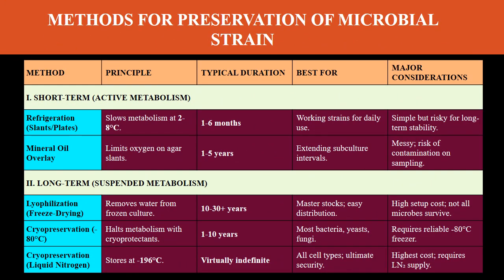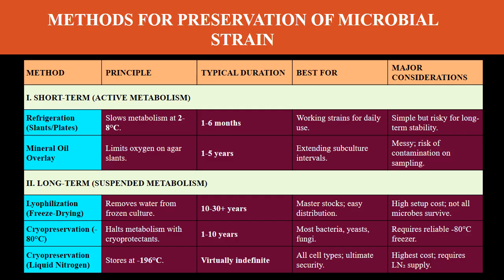The overall methods for preservation of microbial strains involve two methods: short-term methods and long-term methods. Under short-term methods, there is the refrigeration method, whose principle is to slow down metabolism at 2 to 8 degrees Celsius. Its typical duration is about 1 to 6 months, and it is best for working strains that are used daily.